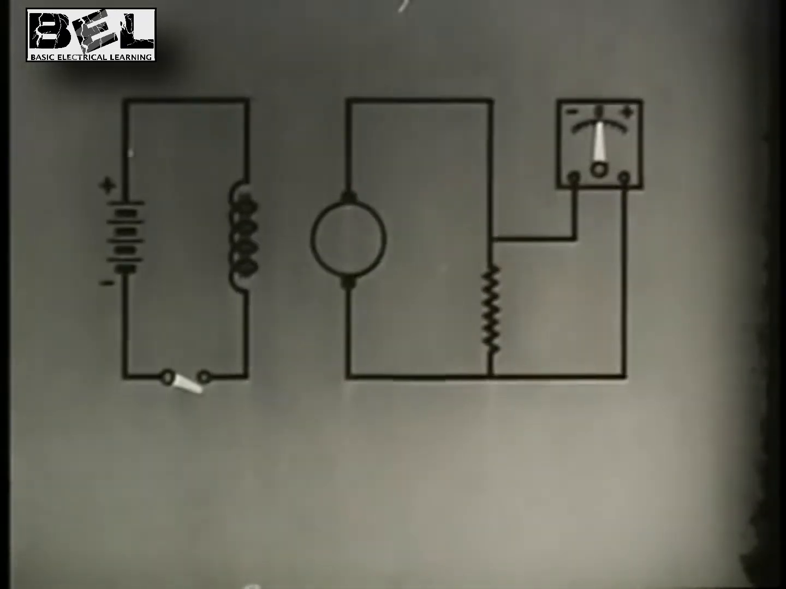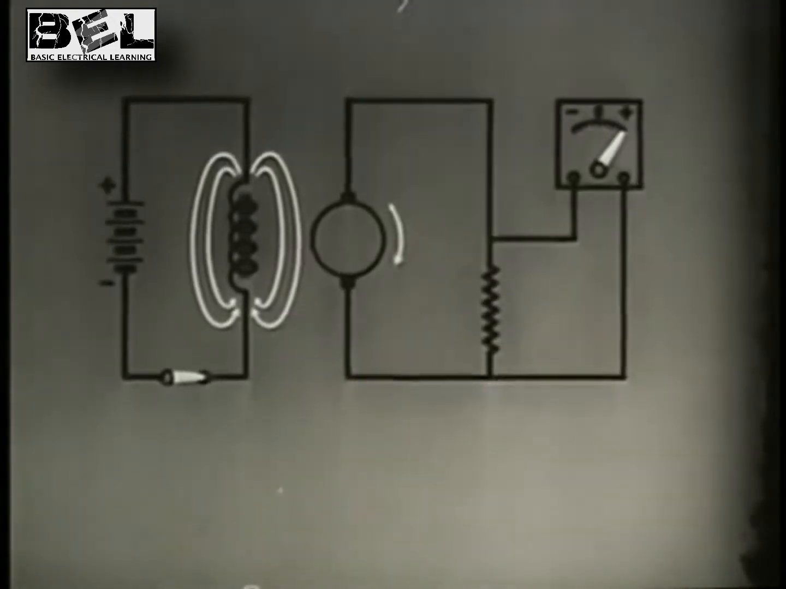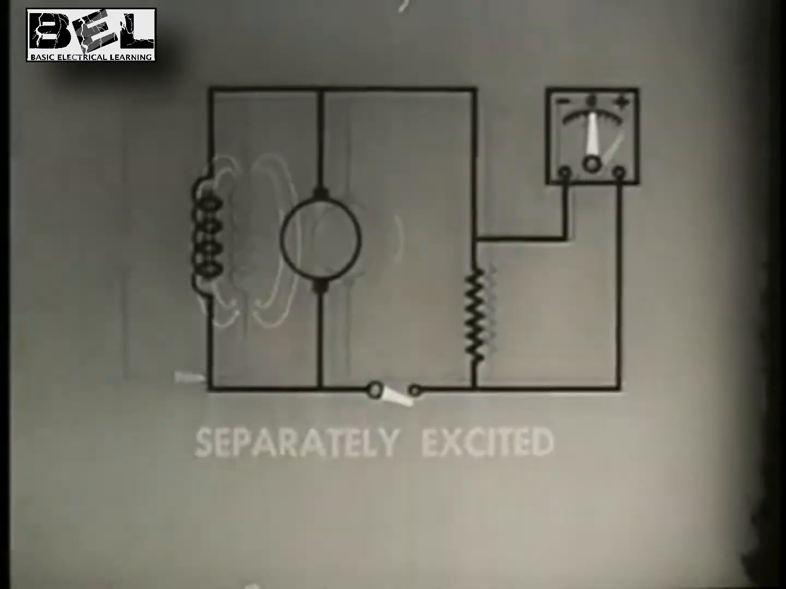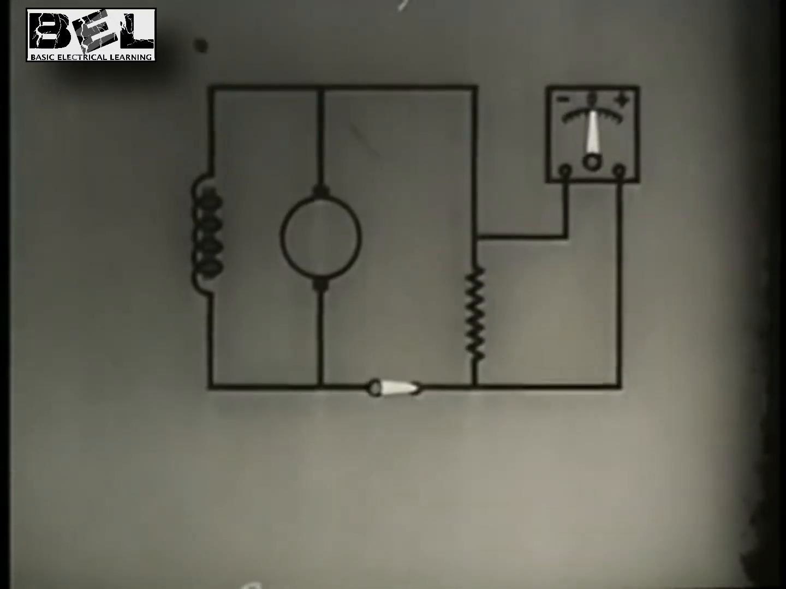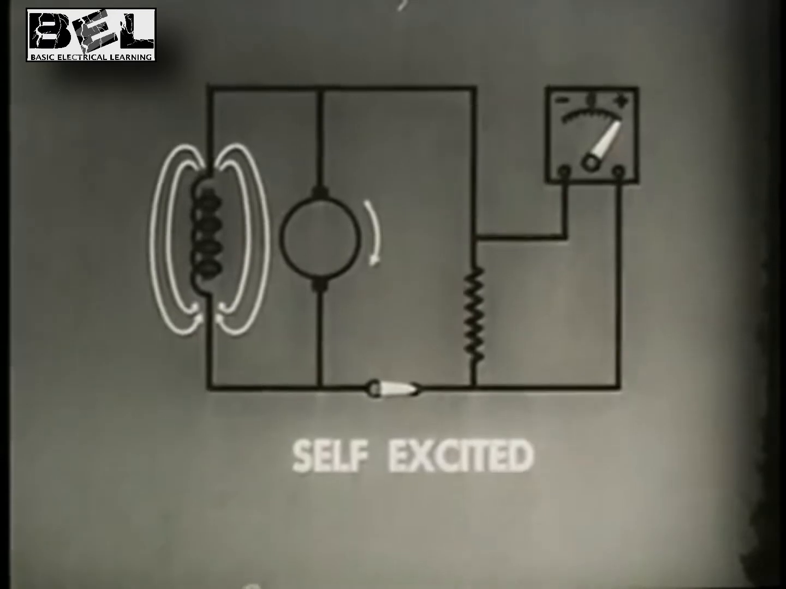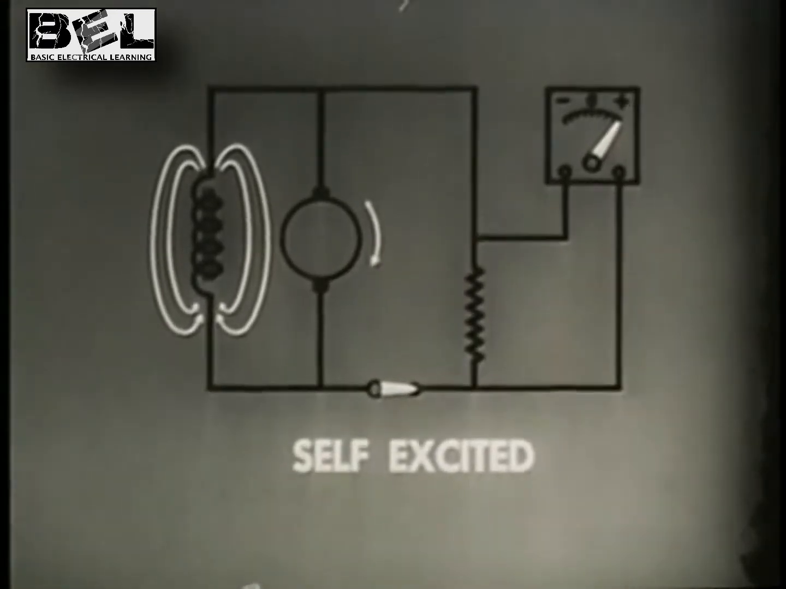The field winding used in this DC generator can be represented by a symbol. The symbol is that of an iron core inductor. Current to excite the field windings can be supplied from an external source. In that case, the generator is classified as separately excited. A small part of the generator's own output can also do the exciting. In that case, it will be a self-excited generator. Self-excited generators must be initially magnetized. The residual magnetism in the core of the field winding provides enough magnetism to begin generator action.